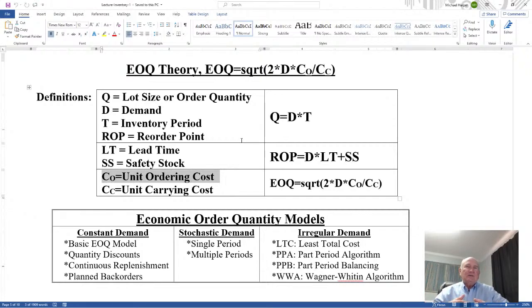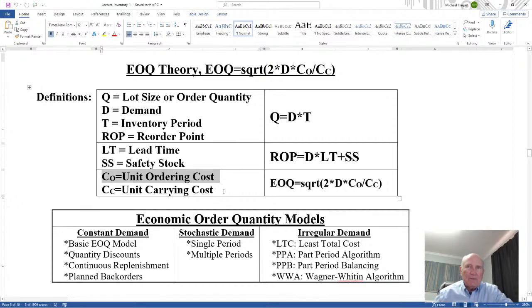Suppose the ordering cost was $50 to place an order. Well, I want to place an order. That order of $50 could be for one item, or that order could be for 100 items, it's still $50. That order could be for 1,000 items, it's still $50. So it's the cost for one order, not for one item.